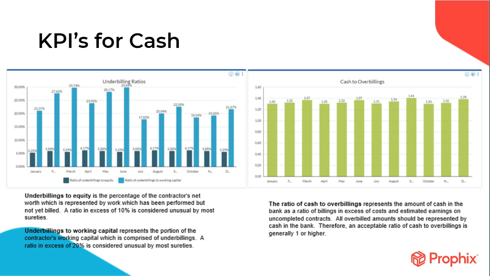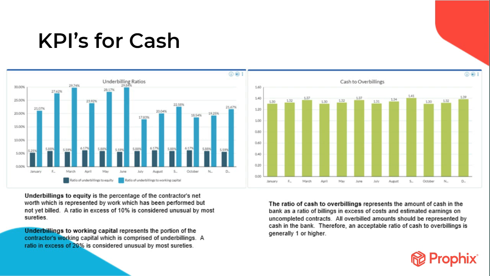A ratio in excess of 10% is considered unusual by most sureties. A ratio of greater than 20% on underbillings to working capital is also considered high by sureties. So if you start hitting ratios higher than this on underbillings, the sureties and the banks are really going to look at your credit worthiness.